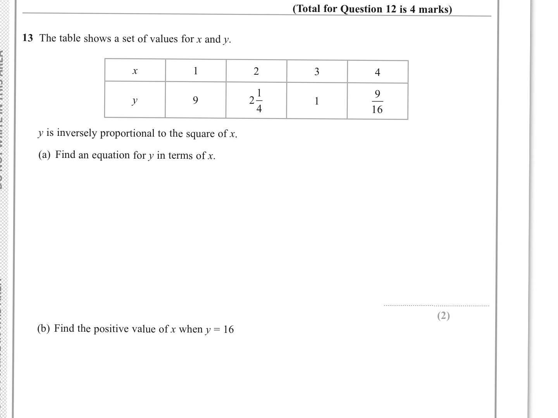Question 13. Here we're given a table of values relating x and y, and we're told that y is inversely proportional to the square of x. So that's 1 over x squared. Now, we're given some values, and all we've got to do is find the equation for y in terms of x. So we know that y is proportional to 1 over x squared, or inversely proportional to the square of x. So that means that it has this kind of shape.